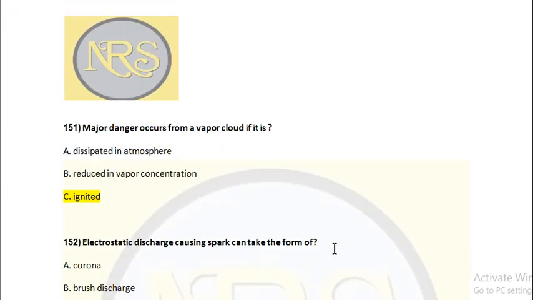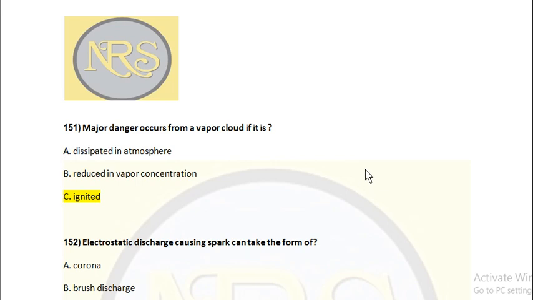Question number 151. Major danger occurs from a vapor cloud if it is: option A, dissipated in atmosphere; option B, reduced in vapor concentration; option C, ignited. When a cargo mixes with water, it will form a vapor cloud. And if any external heat source is brought near, it leads to ignition. So option C, ignited, is the correct answer for question number 151.